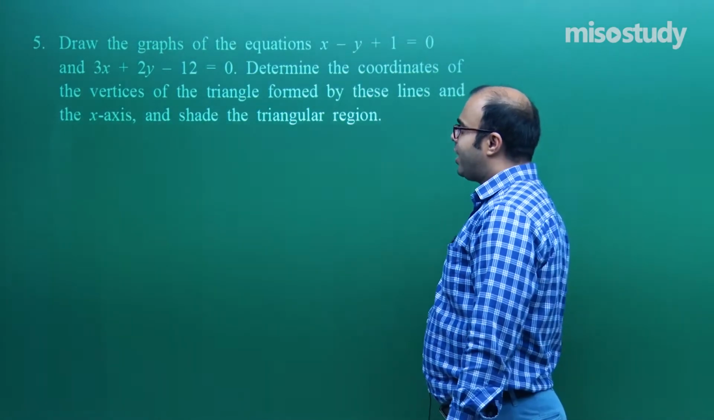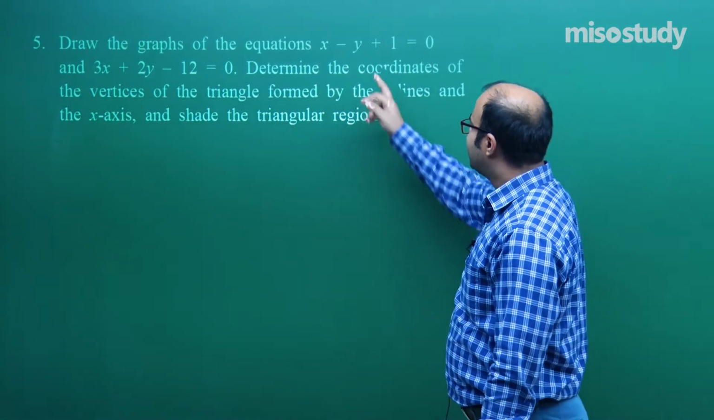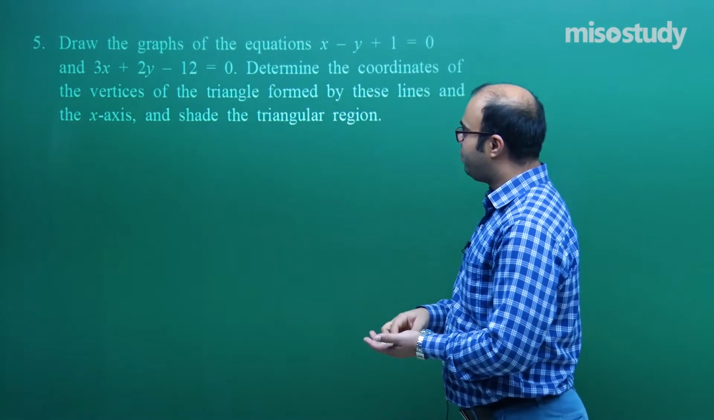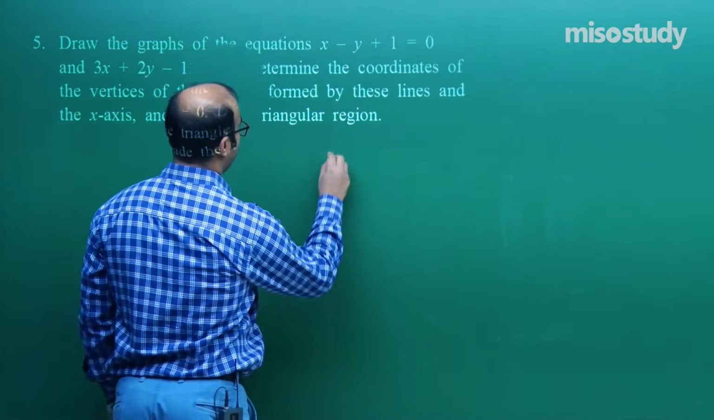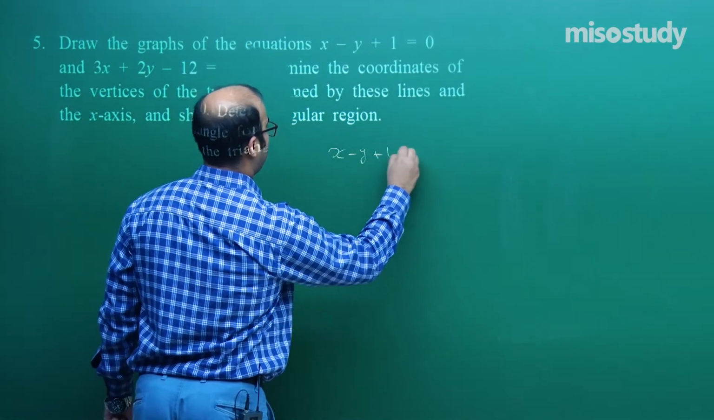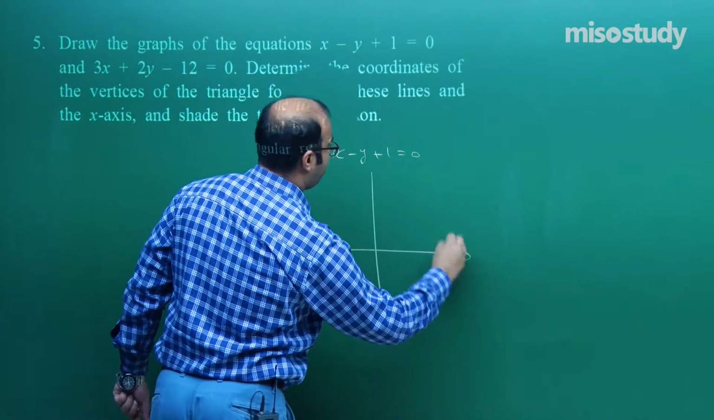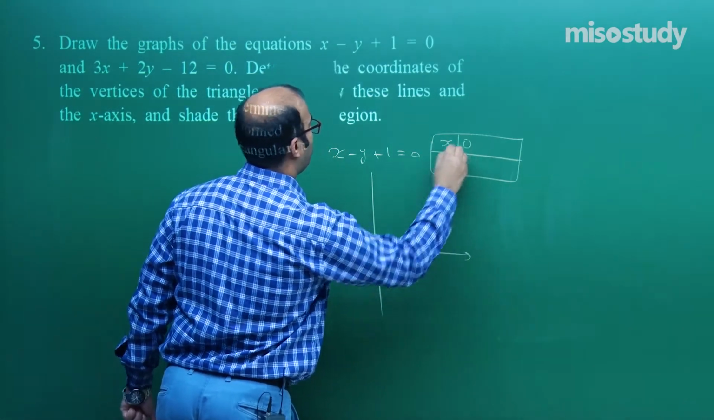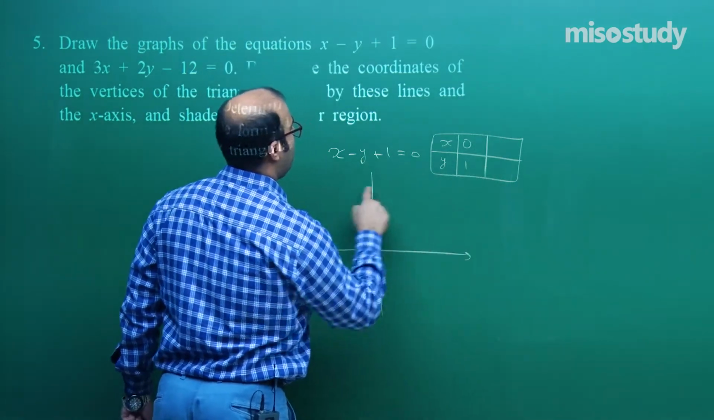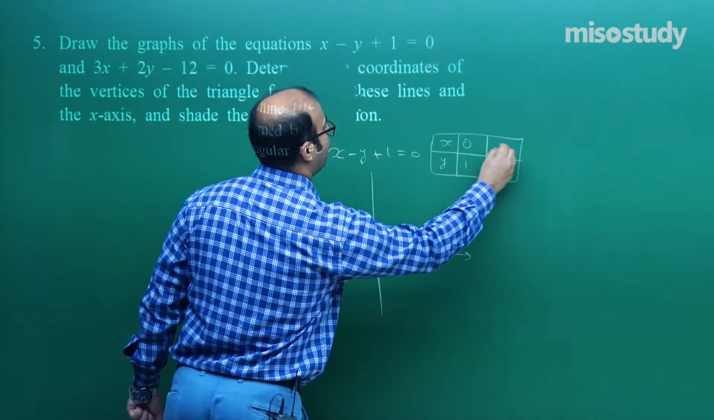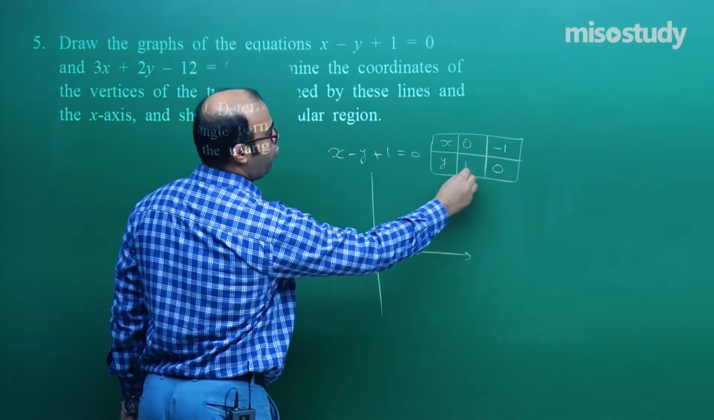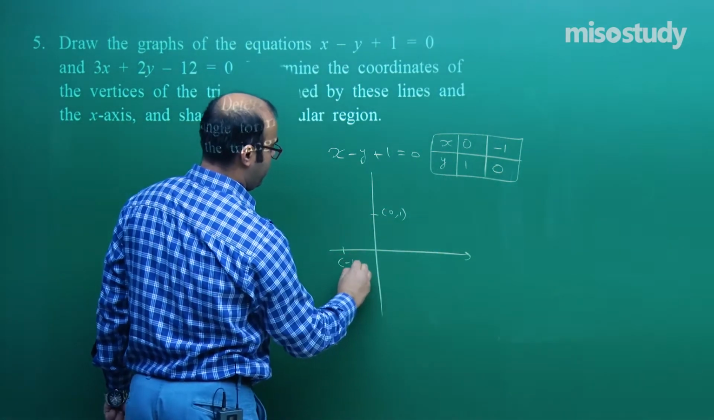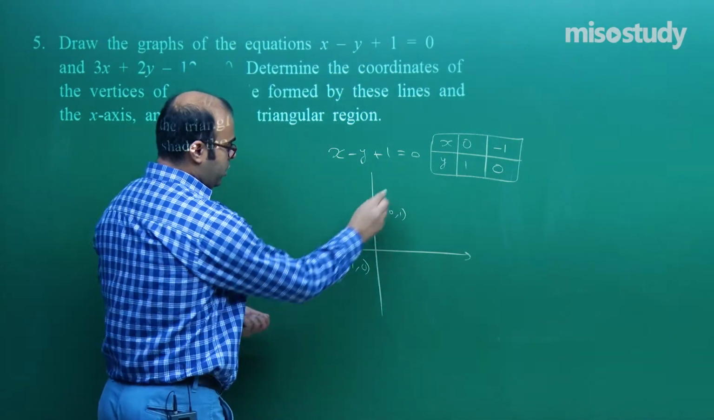Next question is again of 2 marks. Draw the graphs of the equations. This is the first equation and this is the second equation. So we have to first draw the graph. Let us draw the graph. What are the equations? x - y + 1 = 0. So the graph of this will be done by plotting the points like this. x = 0 will give y = 1, and y = 0 will give x = -1. So the points are (0, 1), which is here, and (-1, 0), which is here. So the line will be this one.